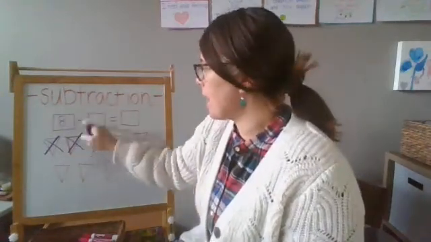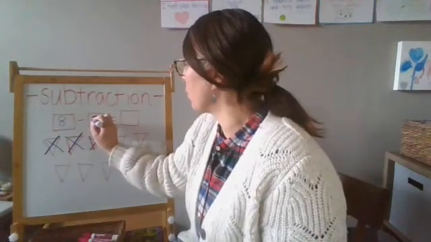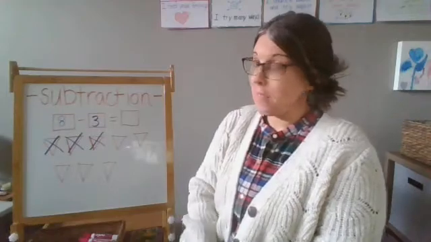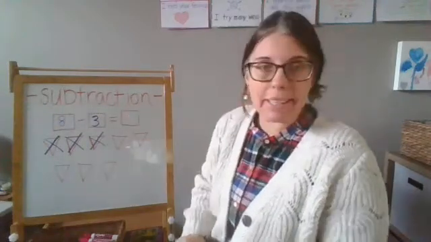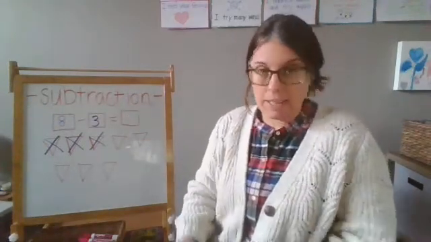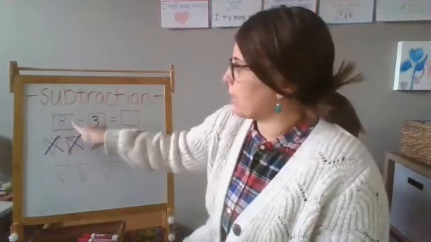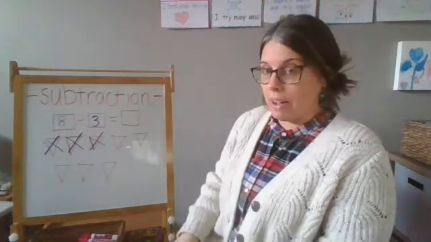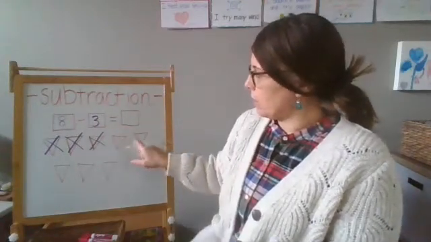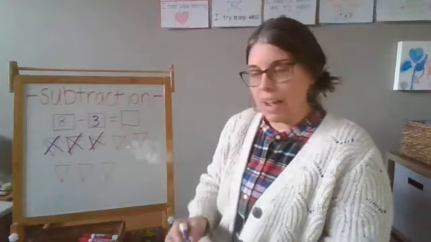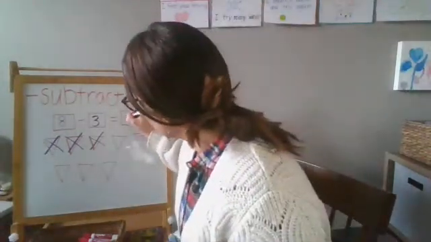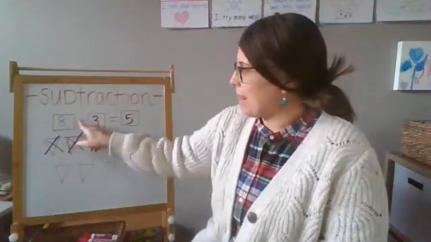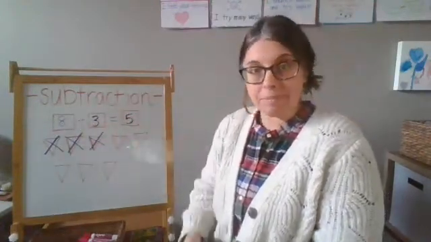So 8 minus 3, or 8 take away 3. And then, of course, we're looking for the answer here, which in subtraction is called the difference. Okay, the difference. What's the difference between these numbers? So 8 take away 3 equals, let's figure out how much that equals. 1, 2, 3, 4, 5. There's 5 pieces of pizza left. Okay, so I'm going to put a 5 there. So 8 minus 3 equals 5.